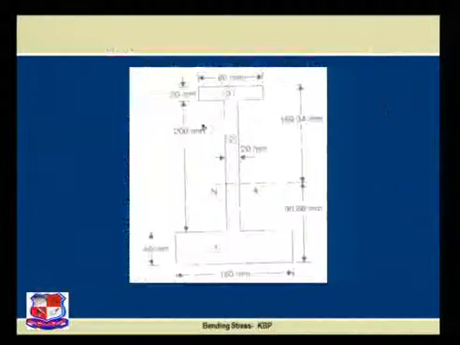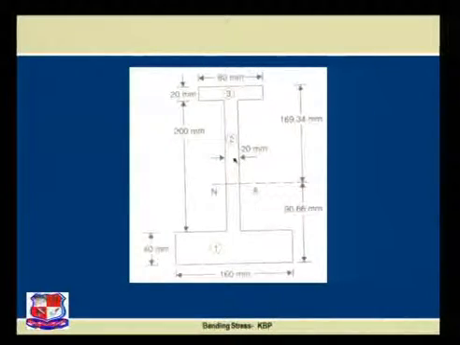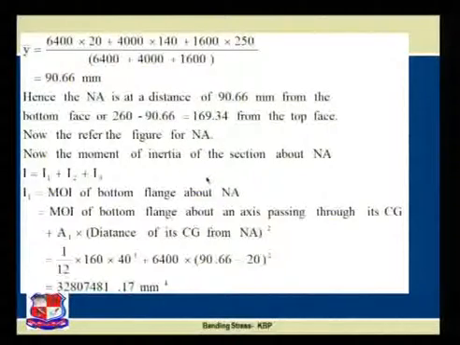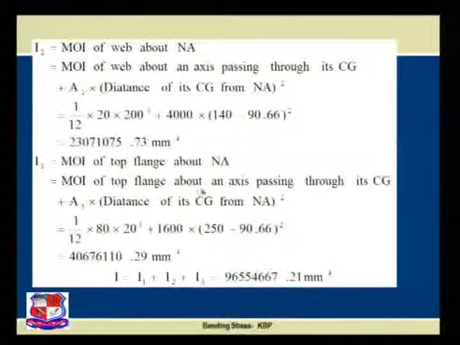Now what is that? The CG of the second area is at this particular point, and its distance from the CG of the second area to the neutral axis is my H2, and that is nothing but 140 minus 90.66 square, and we achieve the value of I2.